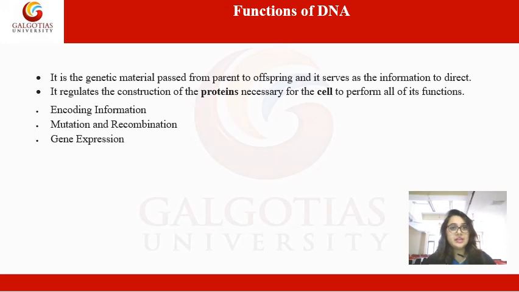We have seen what DNA is and what the structure of DNA is via the Watson-Crick model. So now we can summarize it, and we have an understanding of what DNA is and what its possible functions could be. Looking at them in detail, DNA is the genetic material passed from parent to offspring, which we saw in our video as well. It serves as the information to direct and regulate the construction of the proteins which are necessary for the cell to perform all of its functions. How are proteins formed from DNA? By converting it into RNA, and then RNA forms the proteins.